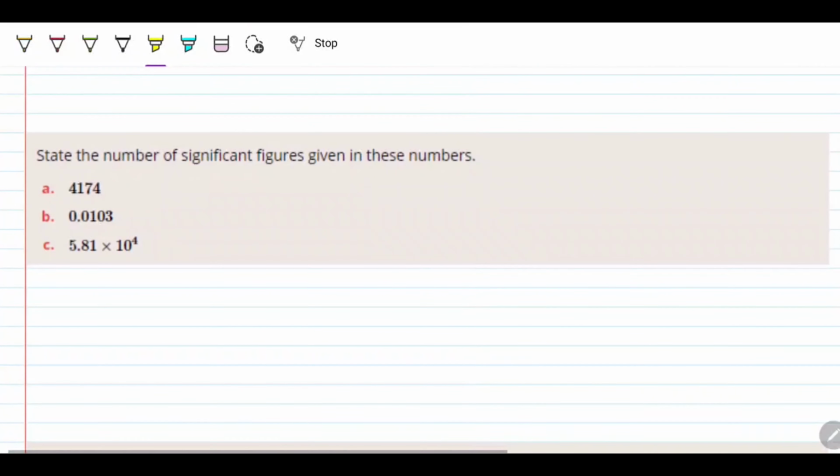Alright, let's go through a couple of quick examples. State the number of significant figures in these numbers. For A, 4,174 will have a total of 4 significant figures. For B, 0.0103 will have a total of 1, 2, and 3 significant figures. So 3. And for example C, 5.81 times 10 to the 4 will have a total of 1, 2, and 3 significant figures.